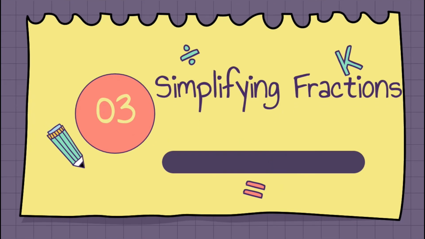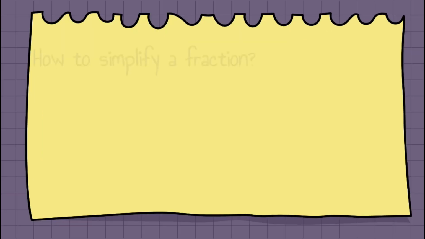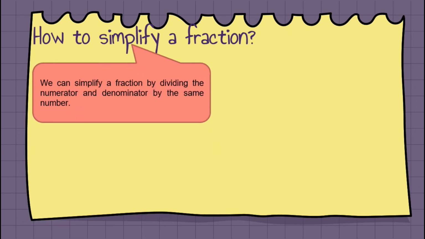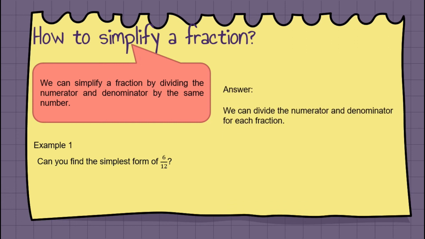Simplifying fractions. How to simplify a fraction? We can simplify a fraction by dividing the numerator and denominator by the same number. Example 1. Can you find the simplest form of 6/12? Answer: we can divide the numerator and denominator of the fraction.